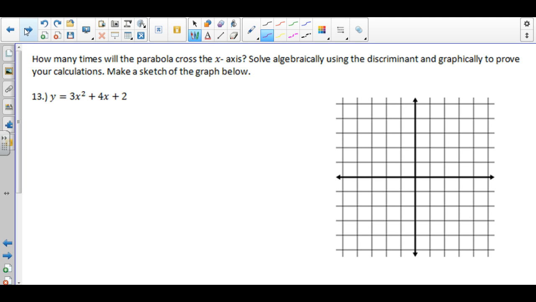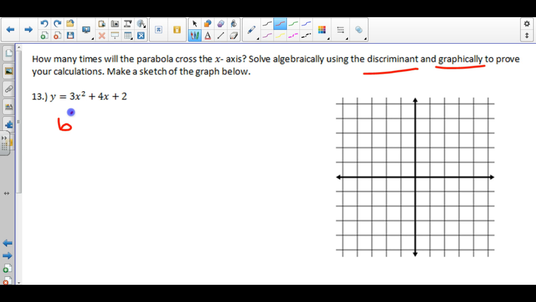Last one. Actually, second last one. This one says, how many times will the parabola cross the x-axis? So we're going to solve algebraically first, using that thing that we called the discriminant, and then we're going to graphically do it just to prove our calculations. And when we do a graph, I'm just going to use the graphing calculator and show you guys how to make a little rough sketch in that. So first thing is to do the discriminant.